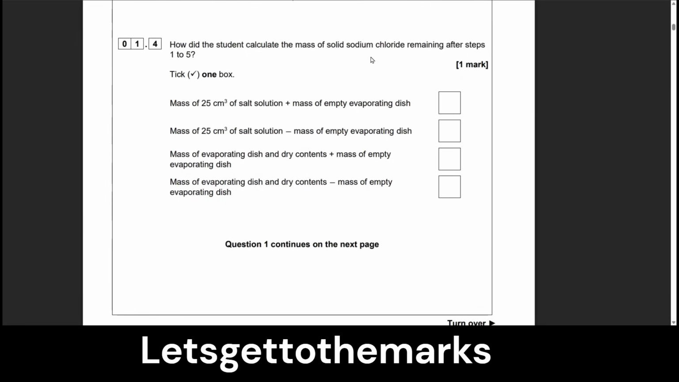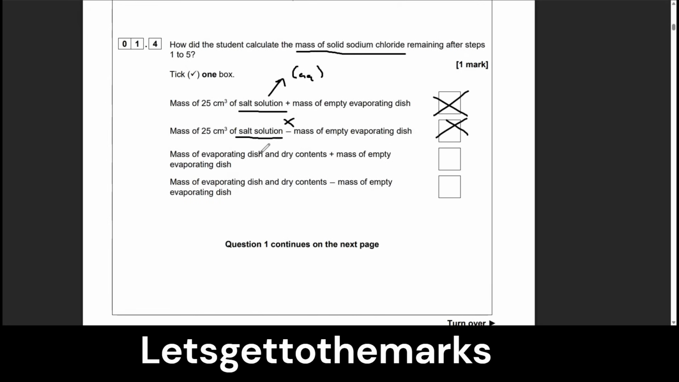1.4, how did the student calculate the mass of solid sodium chloride remaining after steps 1 to 5? Mass of 25 centimeters cubed of the salt solution plus the mass of the empty evaporating dish. They want to calculate the mass of the solid sodium chloride. So why would they use the mass of the salt solution? Because that is including the water. That's not going to be just the mass of solid sodium chloride. So we can get rid of this one as well, because that is including the salt solution.